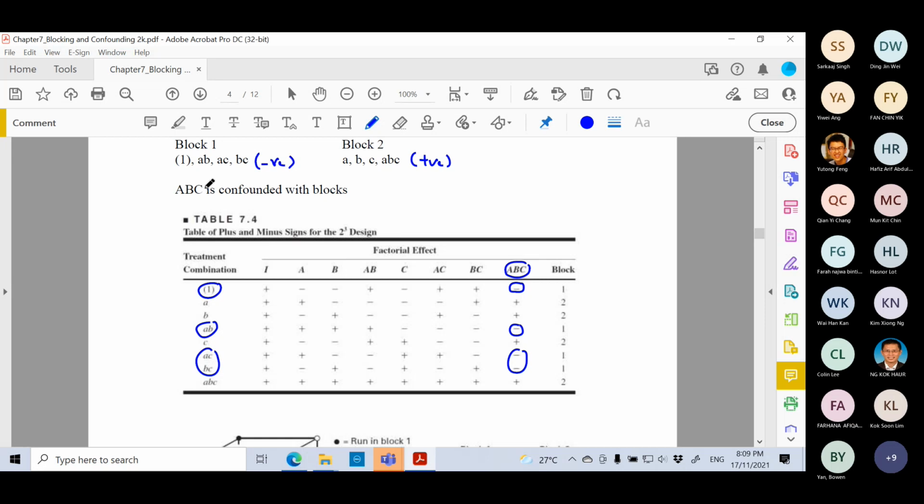Okay, so you feel that this information is not important. The ABC interaction is not important. Therefore, you do it confounded with the block.